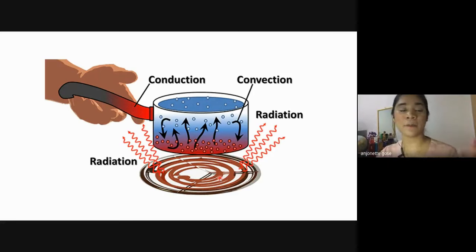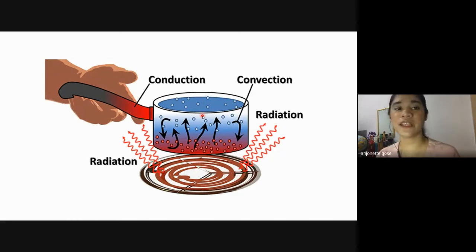Yung ganun din sa sun. Bakit yung sun, kapag maaraw, nararamdaman, diba, magrereklamo kayo na ang init and so on. Kasi napapasa sa'yo yung heat through radiation. So, that is meant by radiation. While yung convection naman ay something to do with liquid. Pwedeng liquid and pwedeng gas din actually. So, kung makikita mo dito sa layer, mayroong blue particles.